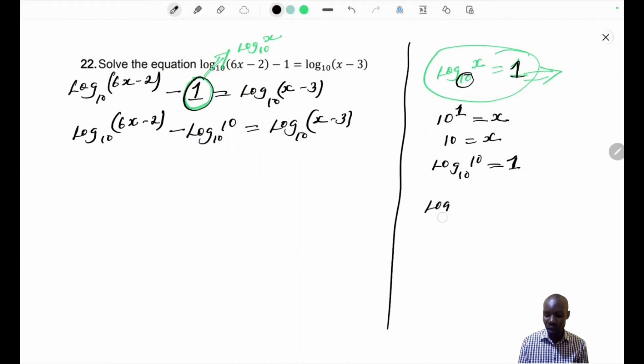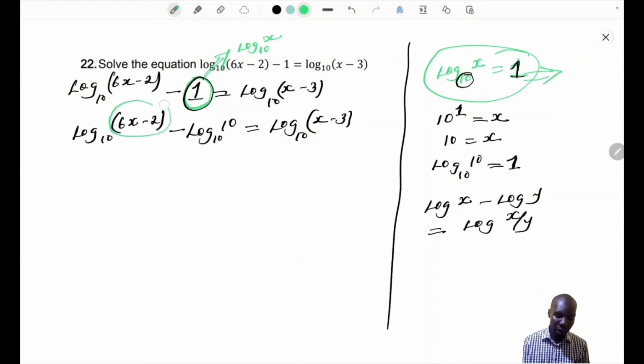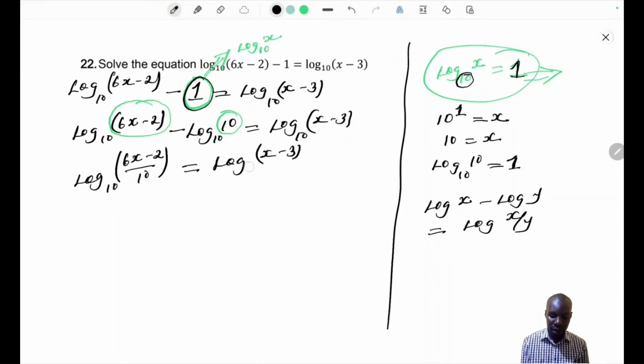Then we need to know that log of x minus log of y to any base, be it base 10 or base 3, can be written as log of x over y. So in my case here, I have log of (6x minus 2) to base 10, take away log of 10 to base 10, which can be written as log of (6x minus 2) over 10, everything to base 10, should give us log of (x minus 3) to base 10. So the base and the log cancel, and we are left with (6x minus 2) over 10 equals x minus 3.